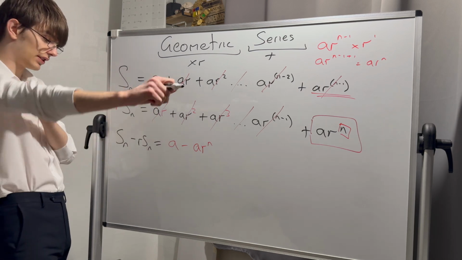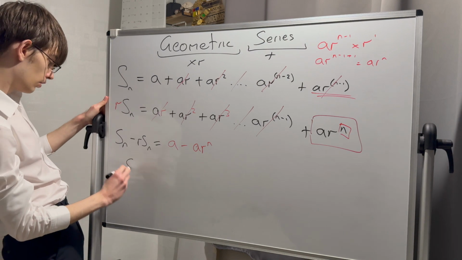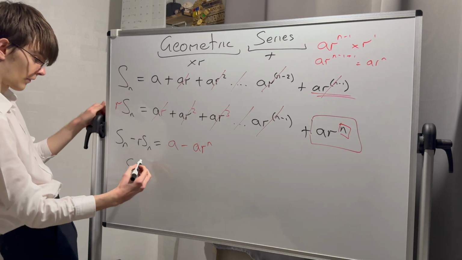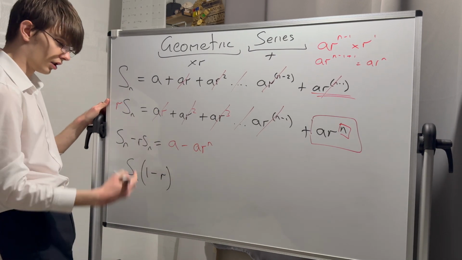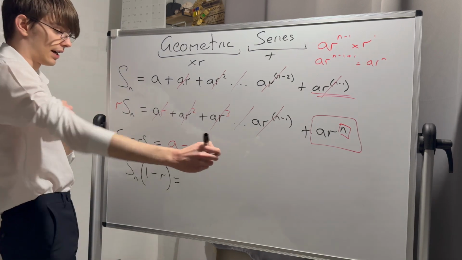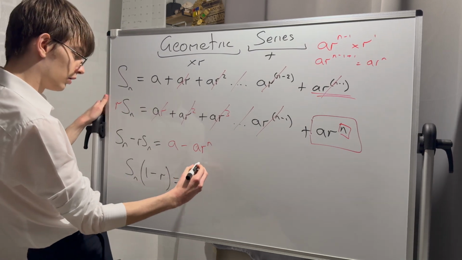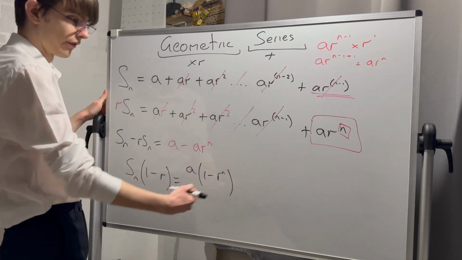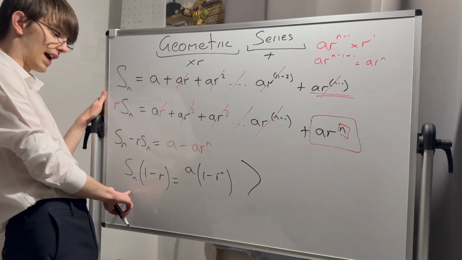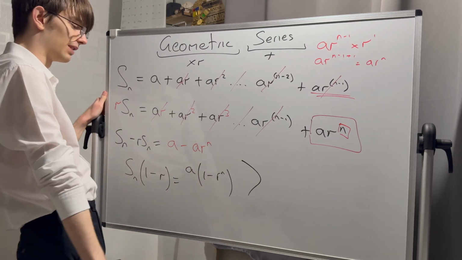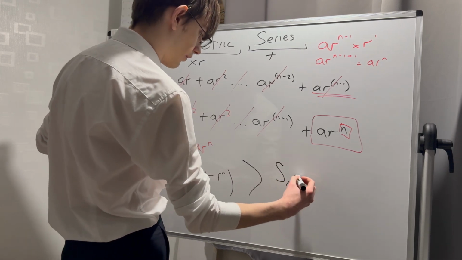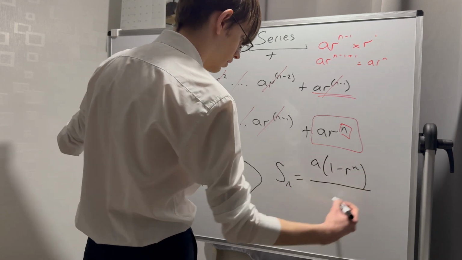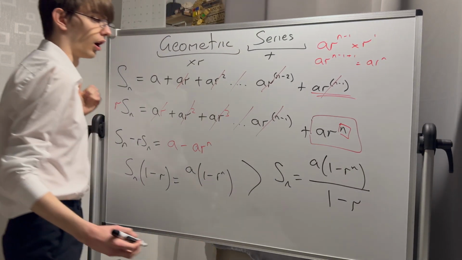Now I can do some factorizing. Remember, I want Sn on its own. So Sn times (1 minus r) equals, and I'm going to factor out an a on this side as well, a times (1 minus r to the n). And I've kind of already left the space here. You can probably see where this is going. To get Sn on its own, I want to divide both sides by 1 minus r, and I end up with Sn is equal to a times (1 minus r to the n) over 1 minus r.